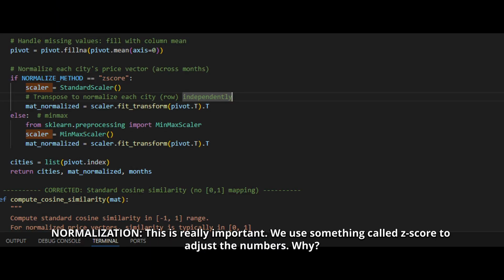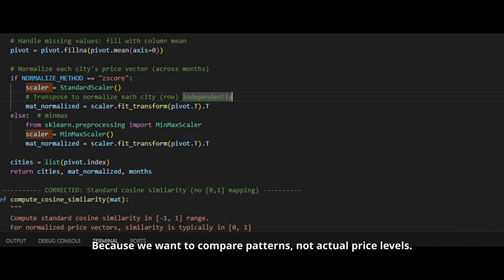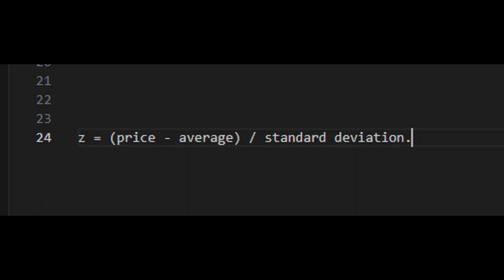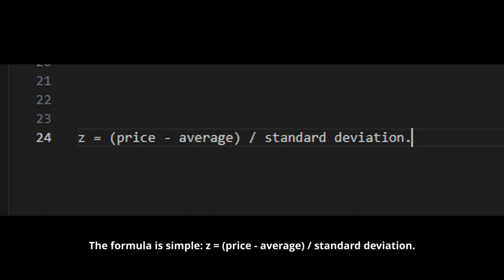Normalization. This is really important. We use something called z-score to adjust the numbers. Why? Because we want to compare patterns, not actual price levels. If one city has higher prices but changes the same way as another city, we want to call them similar. The formula is simple. Z is equal to price minus average over standard deviation.